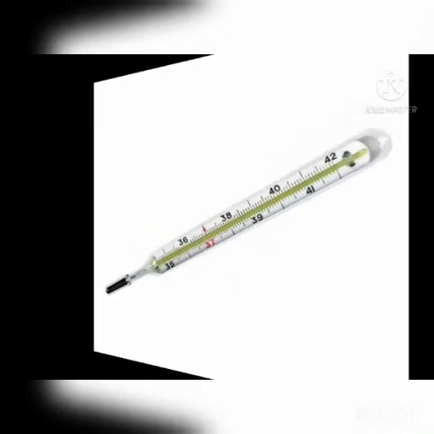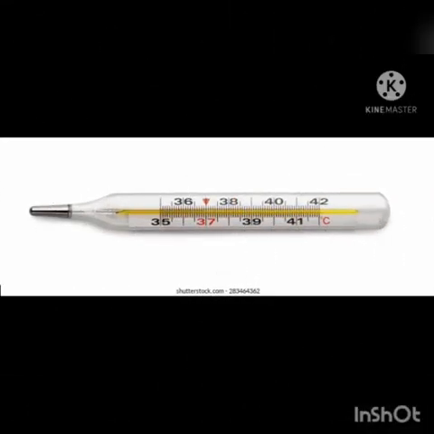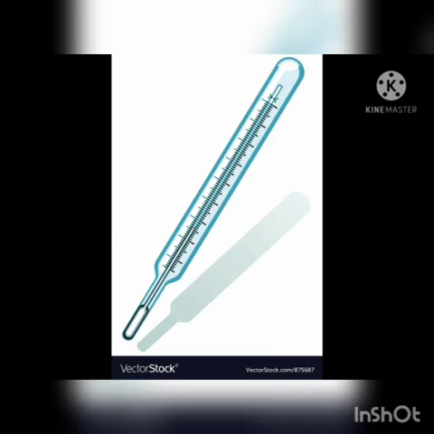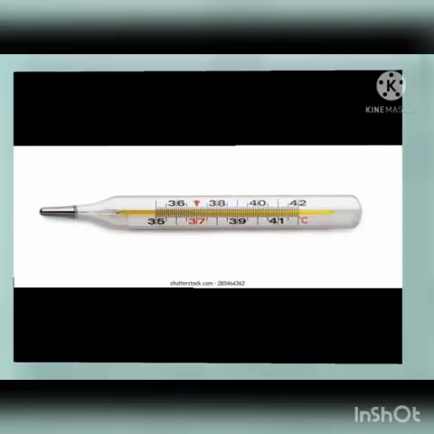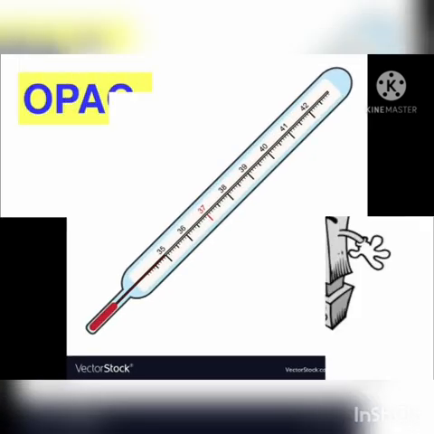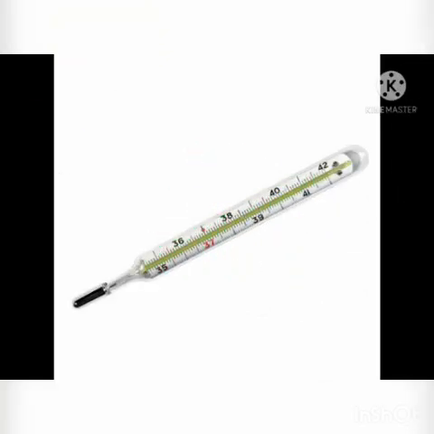This one is the glass tube. Again, mercury does not stick to the walls of the glass tube. And another one, mercury is opaque and very shiny. You can see this one. This is mercury. It is shiny and opaque, and that's why it is easily visible. You can easily see the mercury.